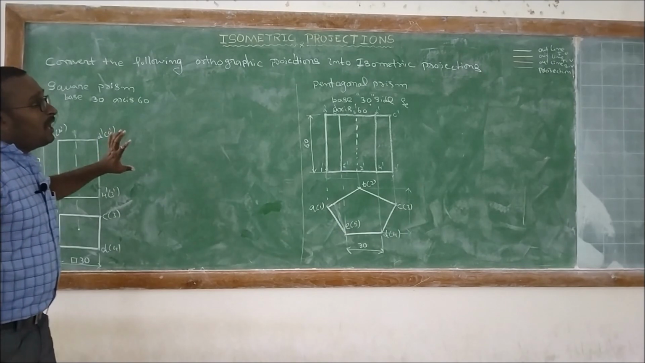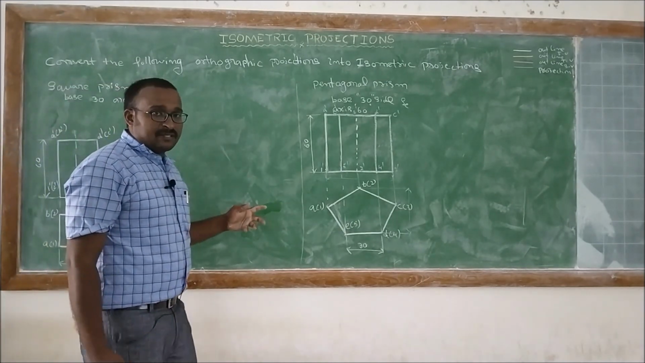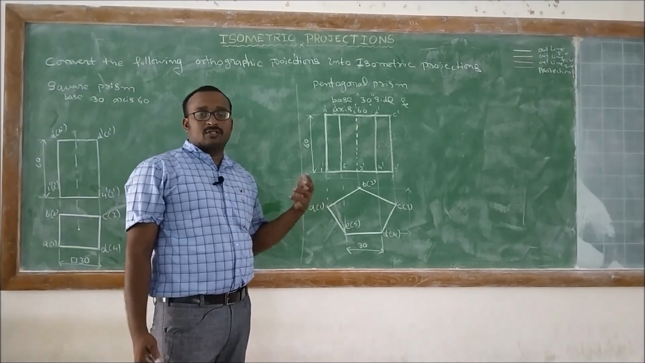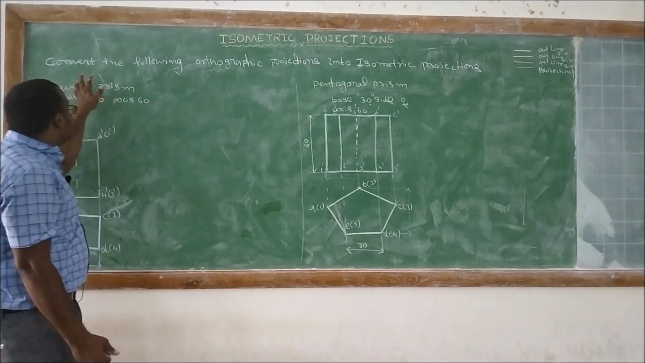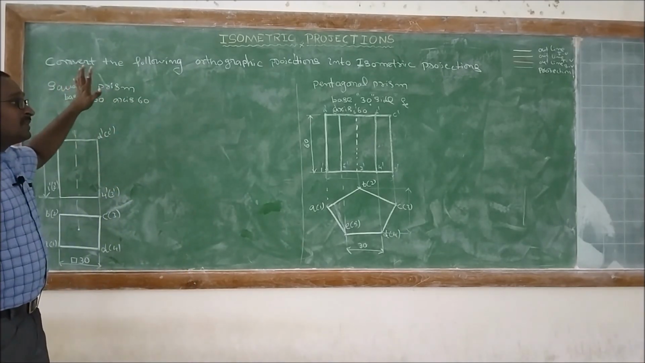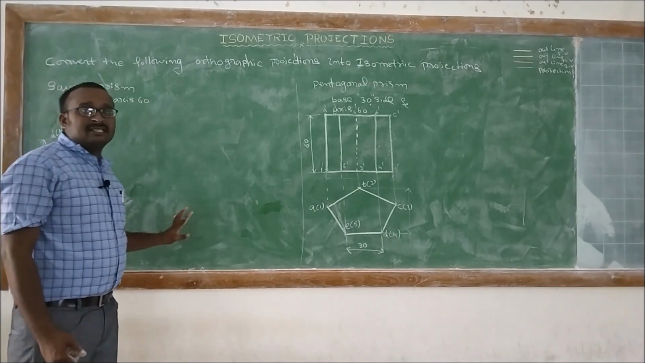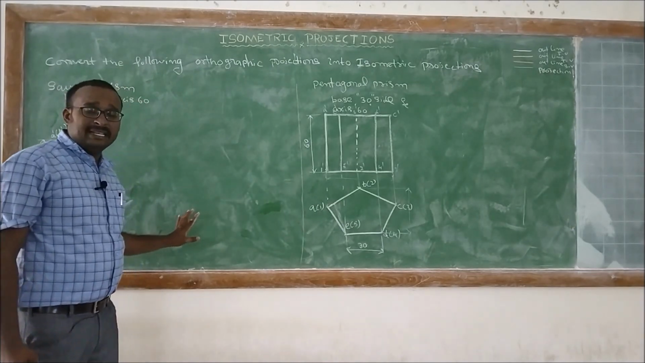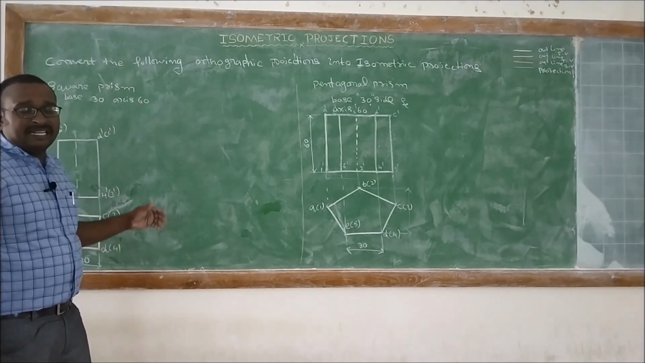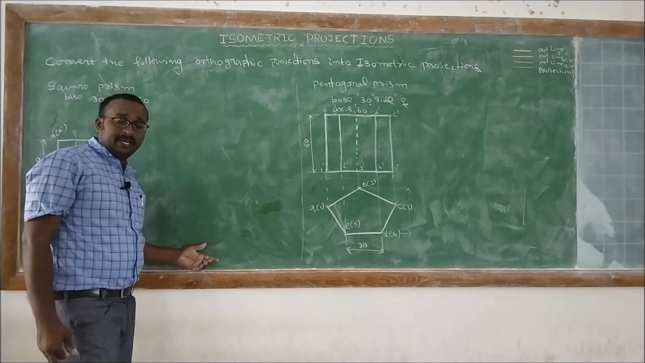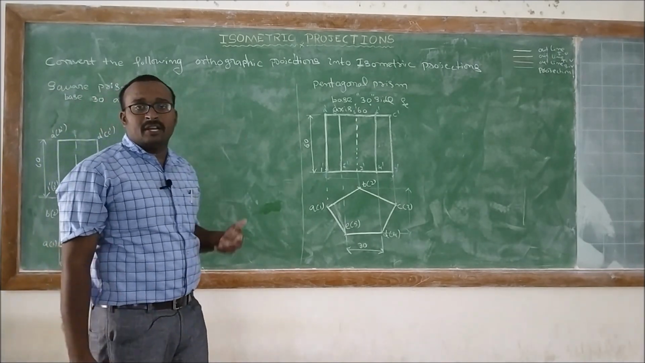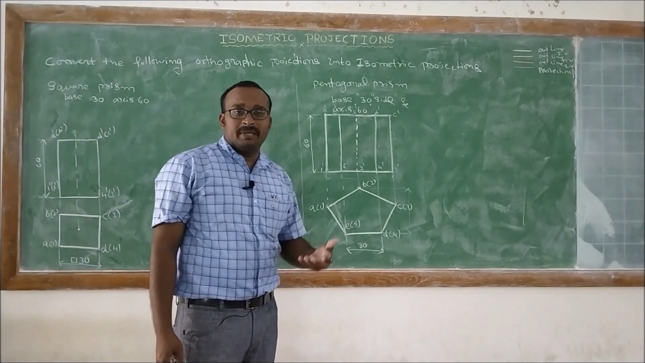Yeah. So here you can see the next topic is conversion of solids, that is orthographic solids, into isometric solids. So here you can observe that the problem will be like this: a square prism of base 30 mm side and axis 60 mm long, when it is resting with its base on HP, draw its isometric views. So this will be the problem.